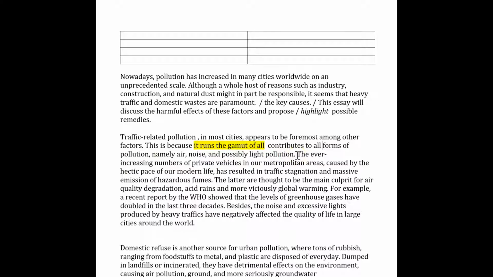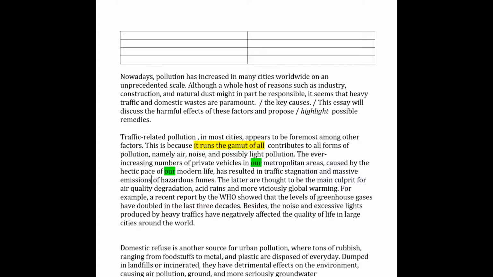The ever-increasing number of private vehicles in our metropolitan areas caused by the hectic pace of modern life. Now, I don't like R in essays. Remember, this is academic writing. So academic writing, you take a step backwards. This is impersonal in terms of style. In metropolitan areas caused by has resulted in traffic stagnation and massive emissions of hazardous fumes.